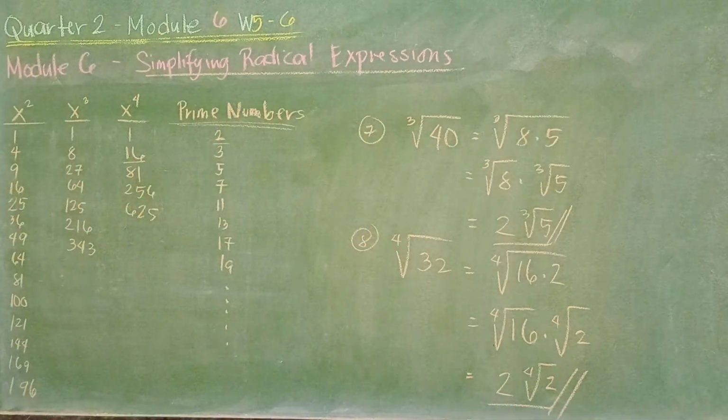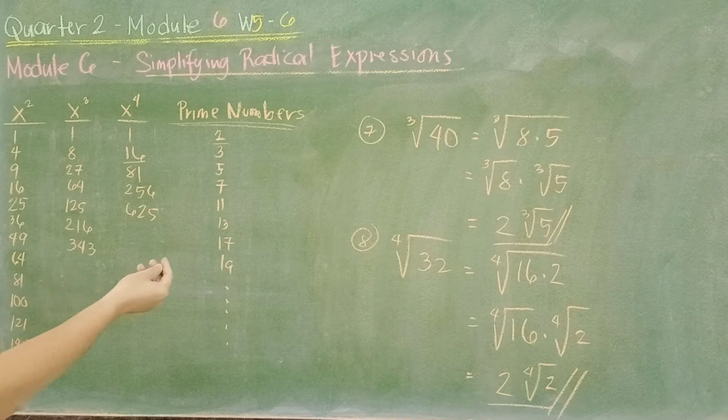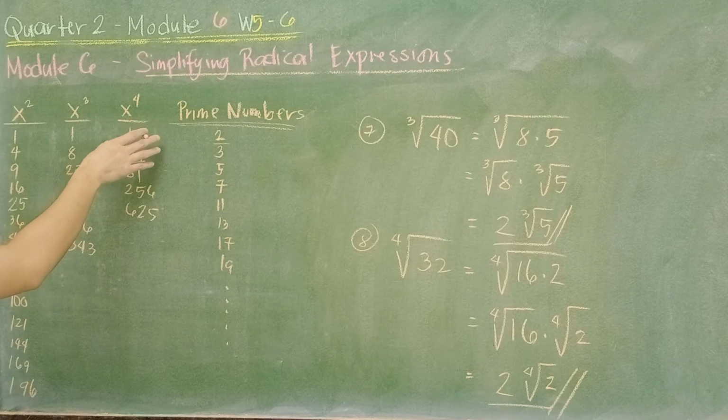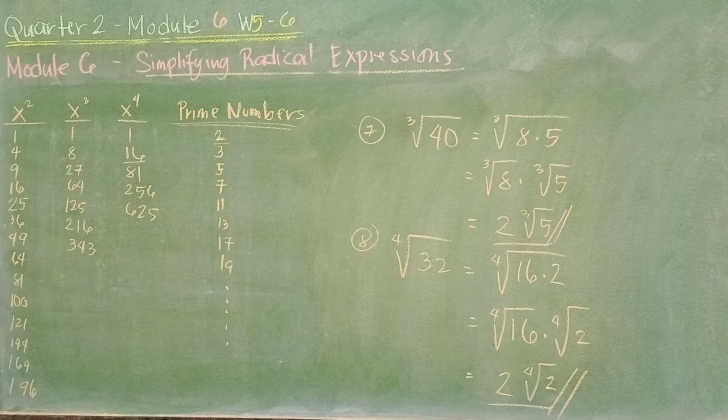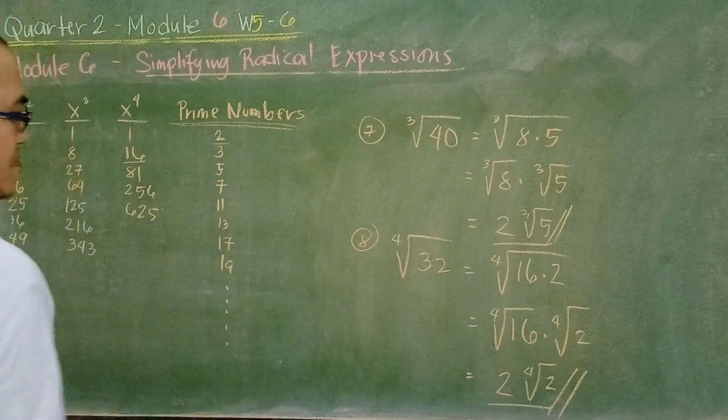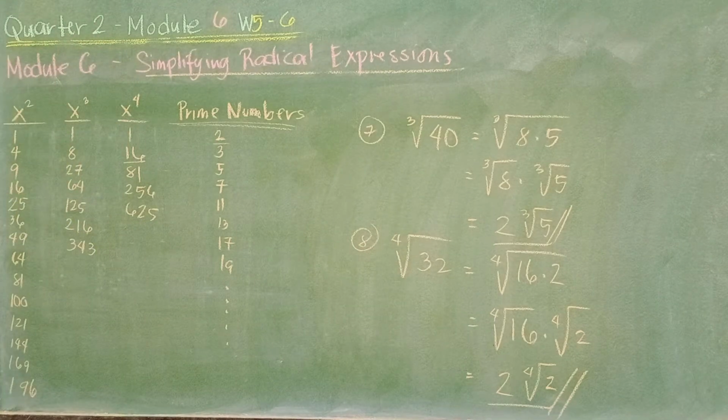So basically, ganyan lang ang idea. Naghahanap ka lang ng factors dito sa mga perfect square kapag index mo 2, sa perfect cube kapag yung index mo 3, at sa numbers na may exponent ng 4 dito sa mga index na may 4. Ganon din ang gagawin kapag 5, kapag 6 yung mga indices. Another example, number 9.